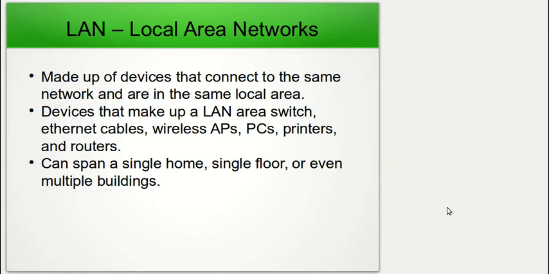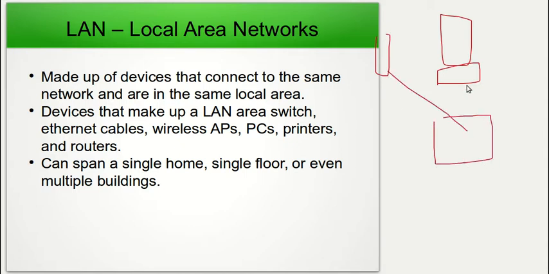Now let's talk about the devices that actually make up a local area network. A local area network consists of PCs, laptops, printers and servers, all that kind of stuff. And all those devices connect to a centralized device known as a switch. A switch allows devices to connect to the local area network, and allows a central point of connection. Essentially, any device that connects to a switch is able to communicate with another device that connects to that same switch or connects to that same network.